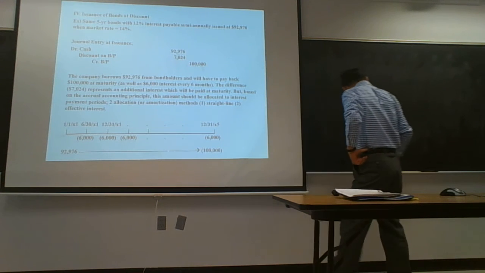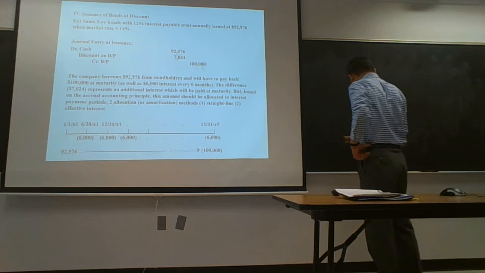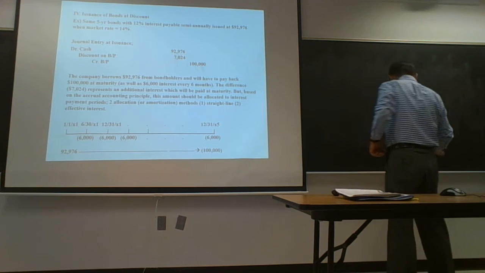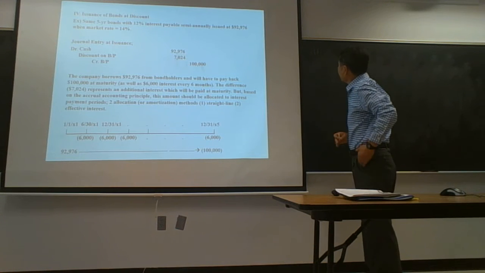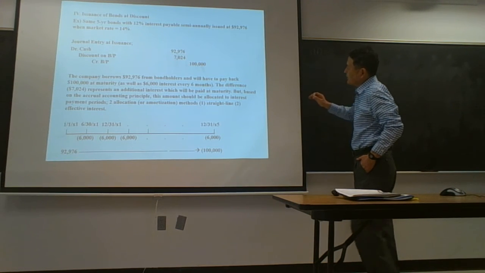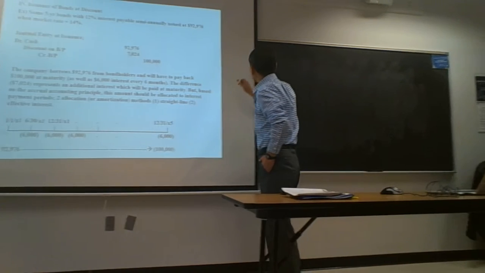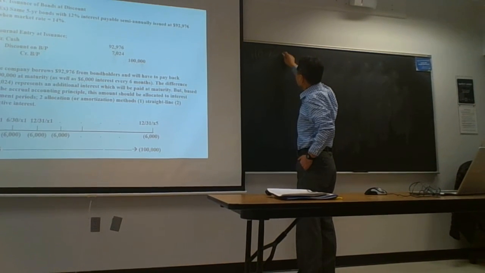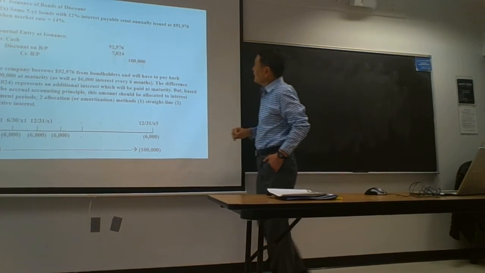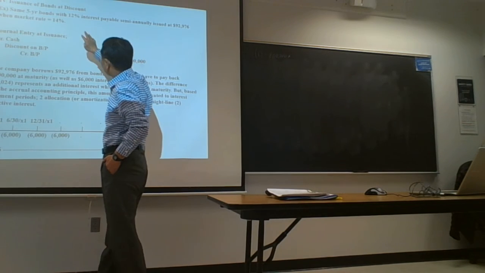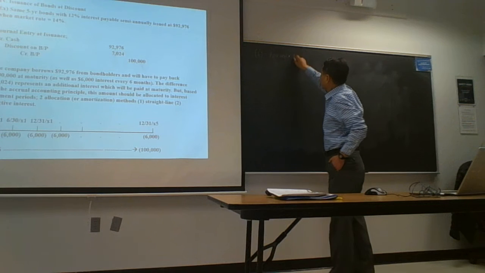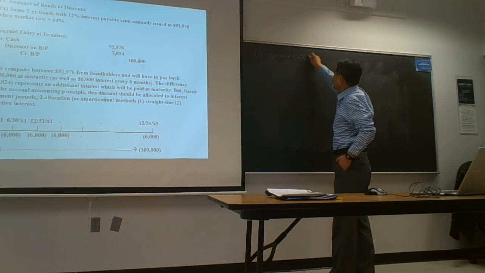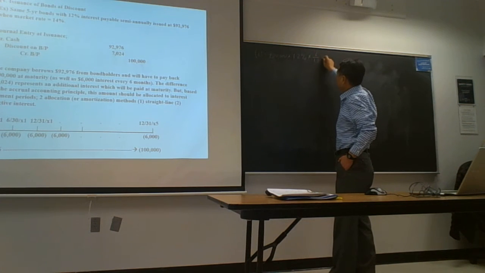And that 6,000 for 6 months is based on the 100,000 face value and the 12% stated rate. 12% stated rate times 6/12, and this is 6,000, right?